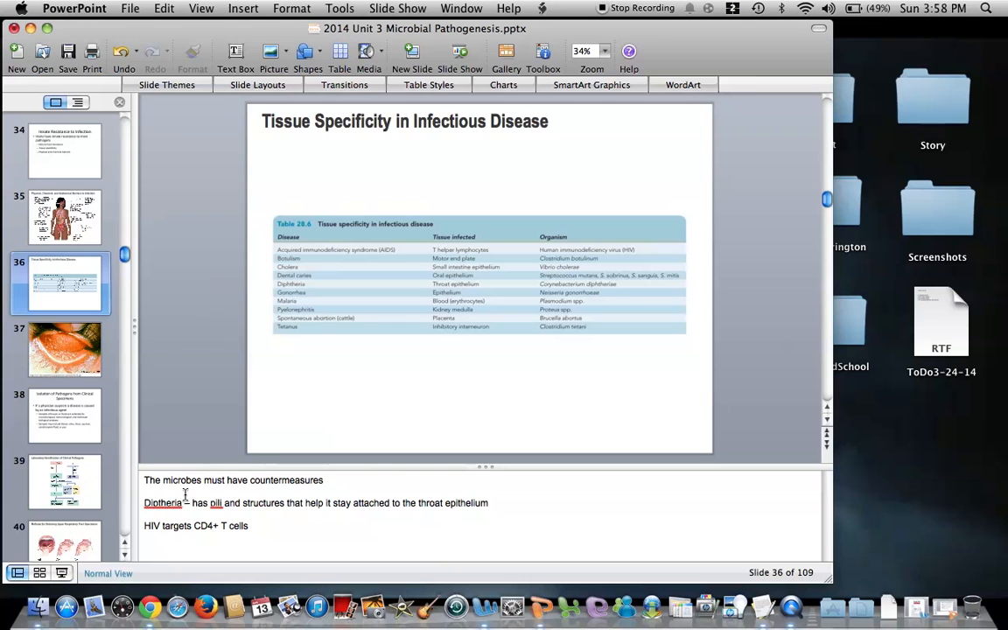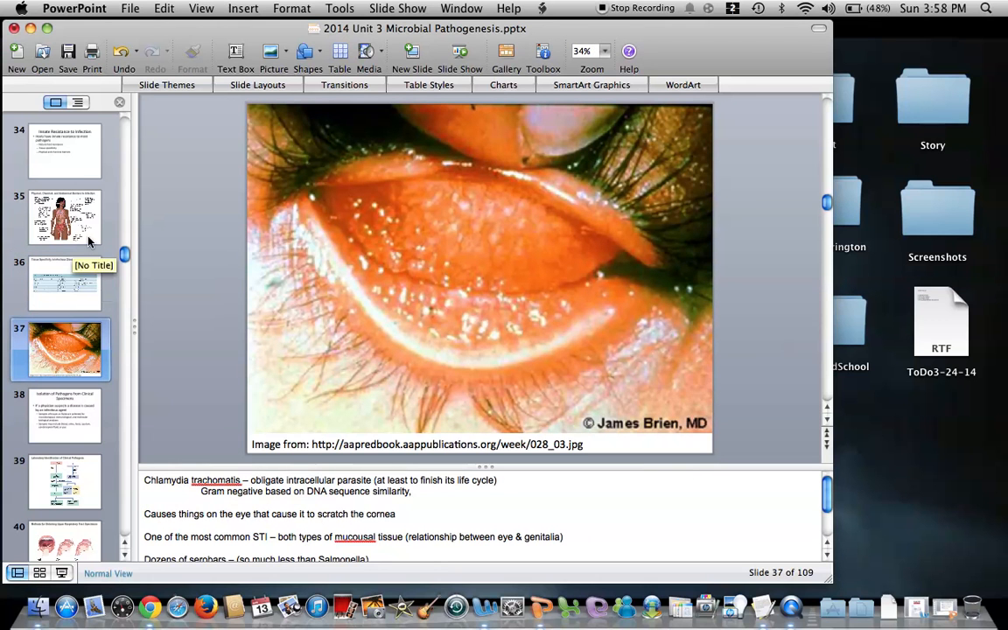Microbes must always have countermeasures to the body's resistance mechanisms. An example is diphtheria, which has pili and structures that help it stay attached to the throat and not moved out.